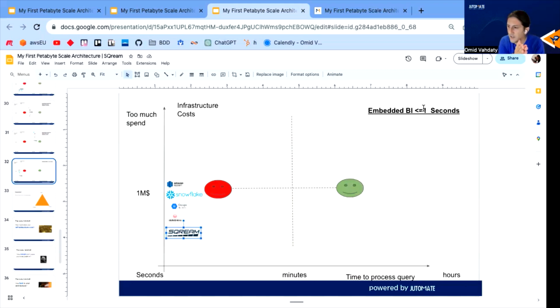So essentially, the only technology I know that offers this feature of pre-compiling your query, saving it, and only running it when you need it. This is exactly an embedded BI use case. Does this answer your question, Uwe? Yeah, thank you.